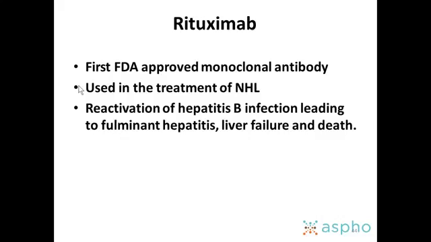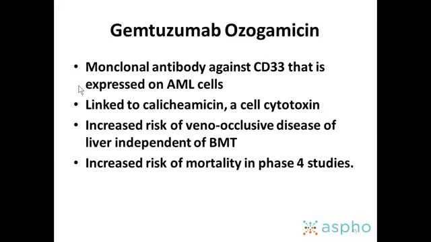Again, these are questions. This is the first FDA-approved monoclonal antibody. It's widely used in the treatment of non-Hodgkin's lymphoma, particularly in adults. The important thing to remember is that by suppression of these B cells caused by rituximab, you can reactivate hepatitis B infection, which can lead to fulminant hepatitis, liver failure, and death. So it shouldn't really be used in patients with a history of infectious hepatitis.